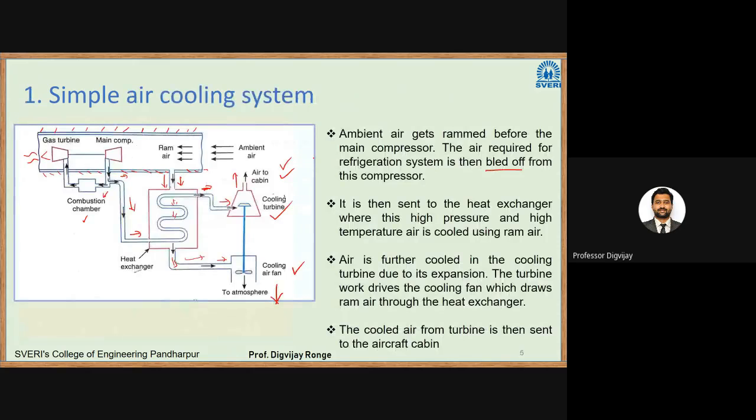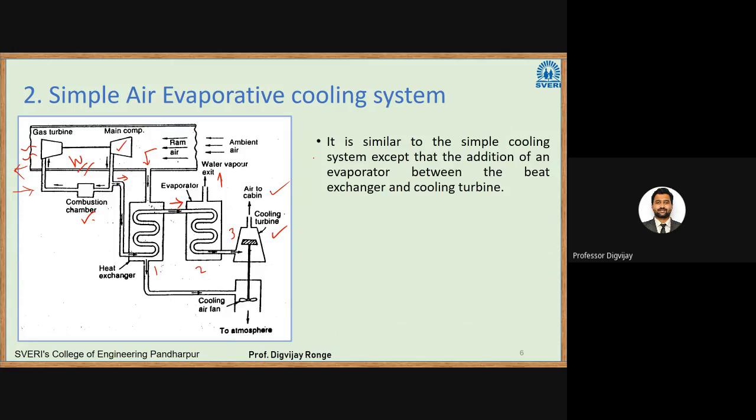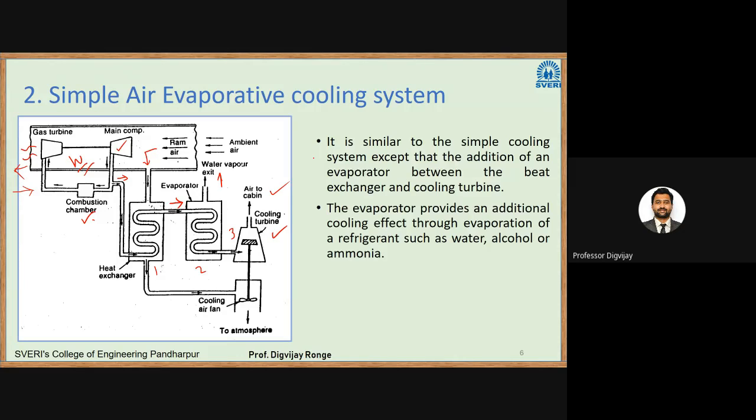So in addition to the simple air cooling system, they have added one evaporator in between, which is used for further cooling. It is similar to the simple air cooling system, except for the addition of an evaporator between the heat exchanger and the cooling turbine. The evaporator provides an additional cooling effect through evaporation of a refrigerant such as water, alcohol, or ammonia. So in that evaporator, you can use water, alcohol, or ammonia.